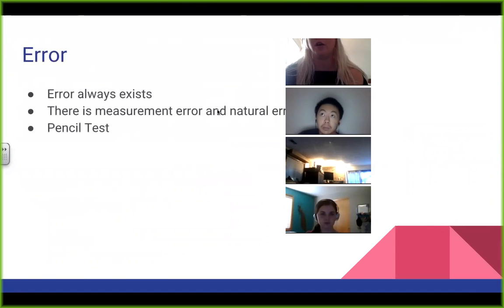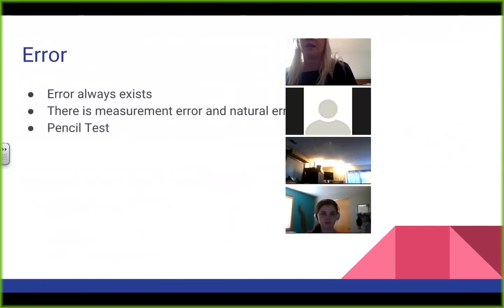There's also natural error, right? That just occurs all the time. So I want you guys to try something, or at least think about it. If you have a pen or pencil nearby, I want you to grab it. I want you to hold it up in the air, and you're going to drop it onto your desk 5 times in a row exactly the same way.